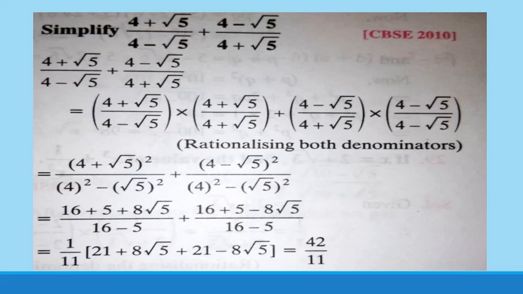Now solving this, we will get 4 plus root 5 whole square upon a square minus b square, that is 4 square minus root 5 square, plus, if you see the numerator, it is 4 minus root 5 whole square. So it is again 4 minus root 5 whole square and the denominator is the same, 4 square minus root 5 whole square. Applying the identities in both numerators and denominators and then simplifying it, we will get 8 root 5 minus 8 root 5 cancels and then 48 is there. 48 upon 11 is the answer.